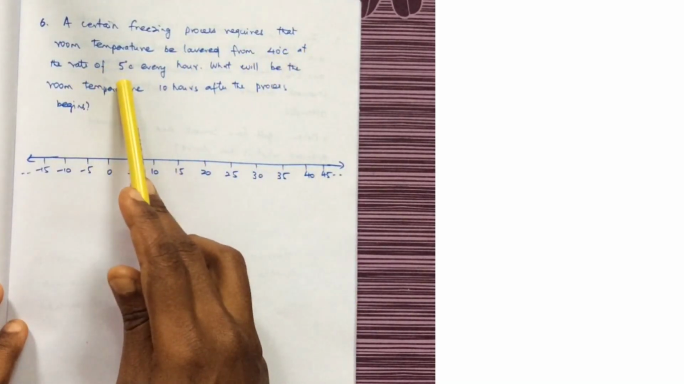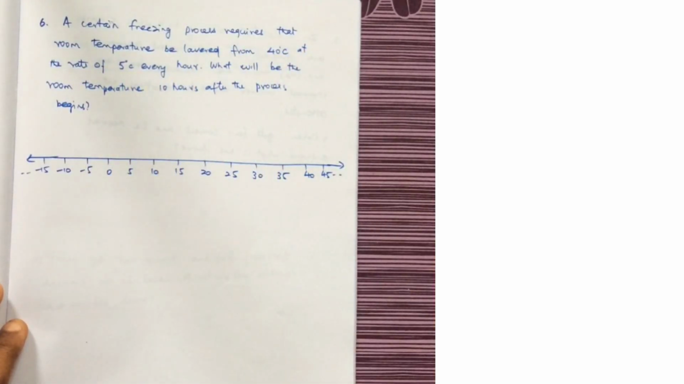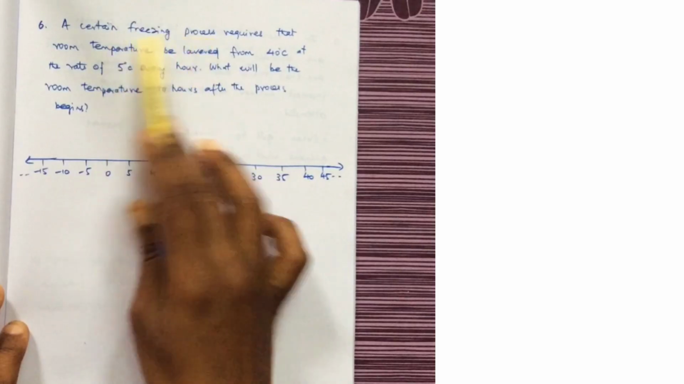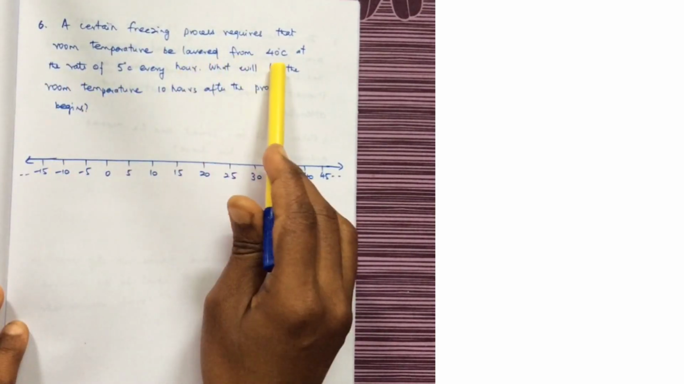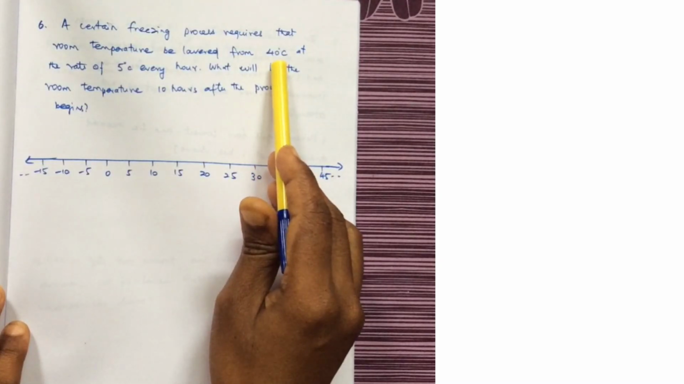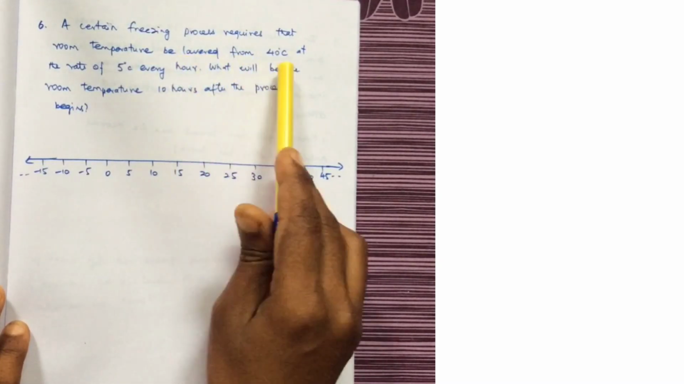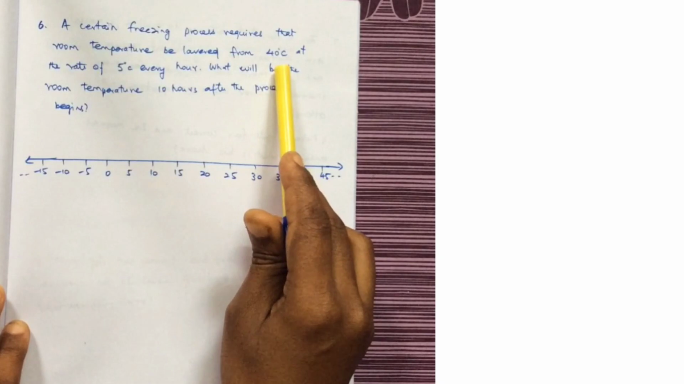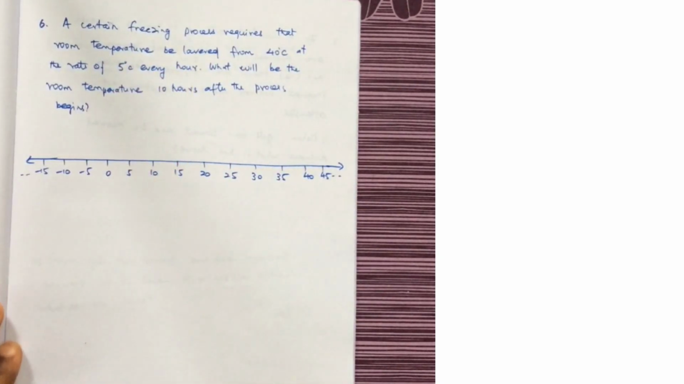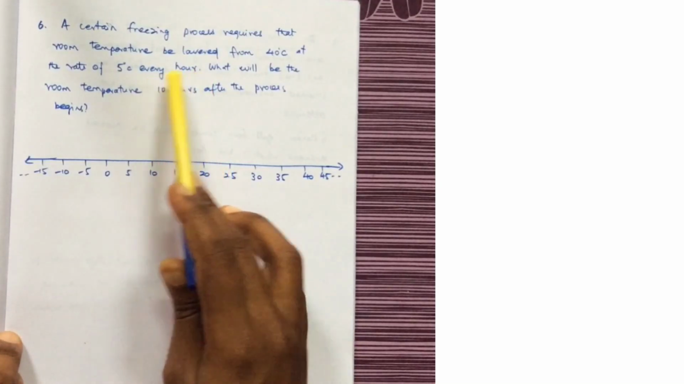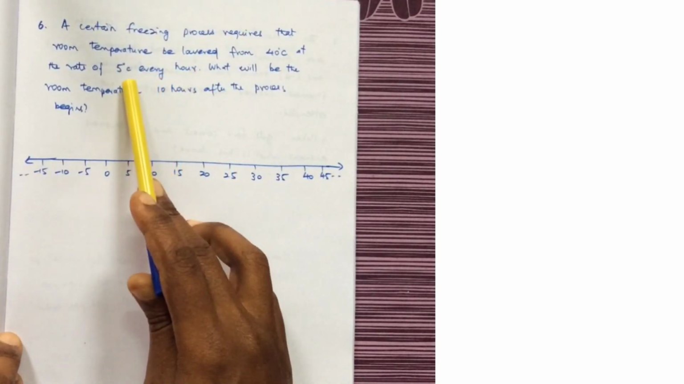Okay, next problem is: a certain freezing process requires that the room temperature be lowered from 40 degrees Celsius at a rate of 5 degrees Celsius every hour. What will be the room temperature 10 hours after the process begins? So there is some freezing process. At the start the temperature is 40 degrees Celsius, which is decreasing at the rate of 5 degrees Celsius every hour. What is 5 degrees Celsius every hour? For each hour it is decreasing by 5 degrees.